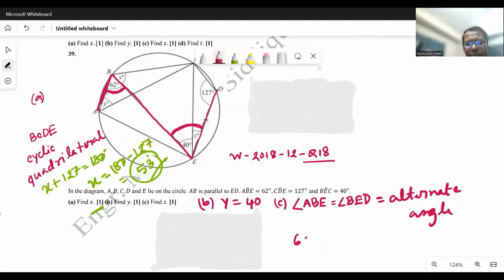So that means 62 equals 40 plus set. So set equals 62 minus 40. That's 22. Okay, fine. Let's move on to the next question.